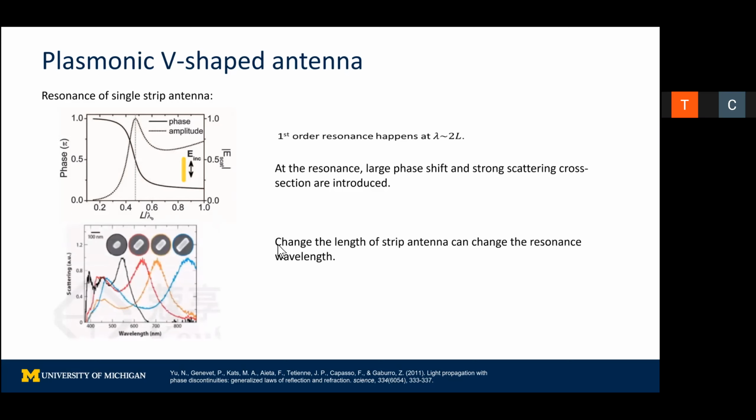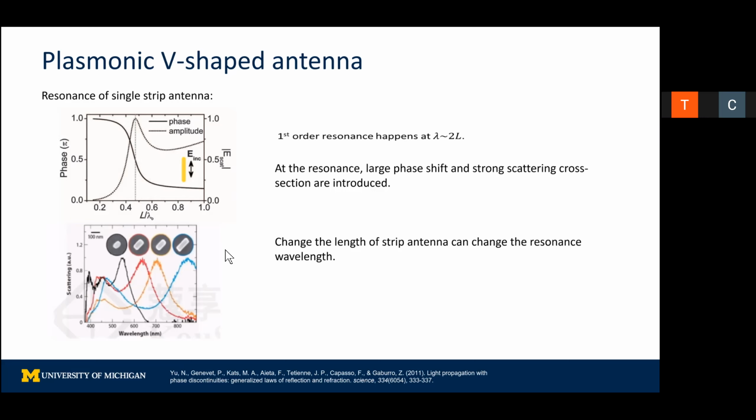This means that if we change the length of the strip antenna, the resonance wavelengths will be shifted. We can see that the lengths of the antenna are different, and the peak of the scattering is shifted according to the length of the antenna, which is good because by just changing the structure of the antenna, we will be able to introduce a different phase, because the resonance conditions are different. So we should expect a different phase.